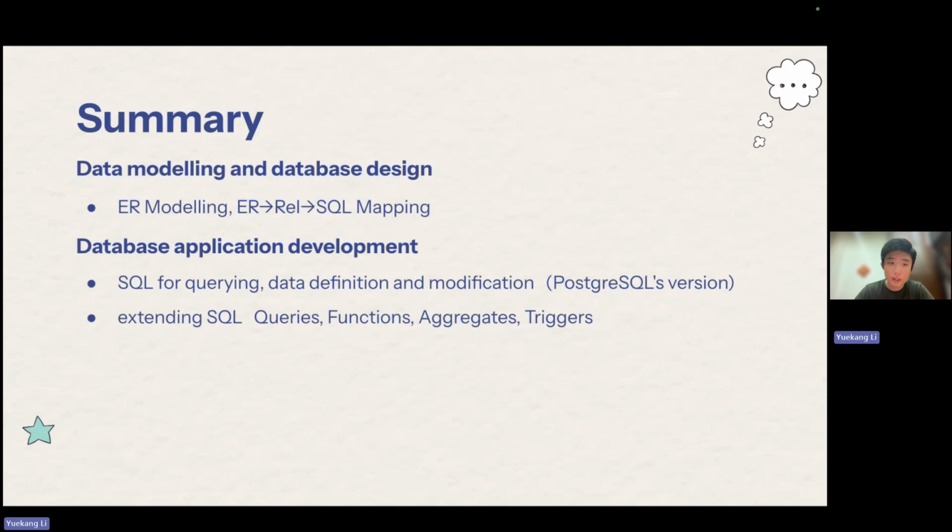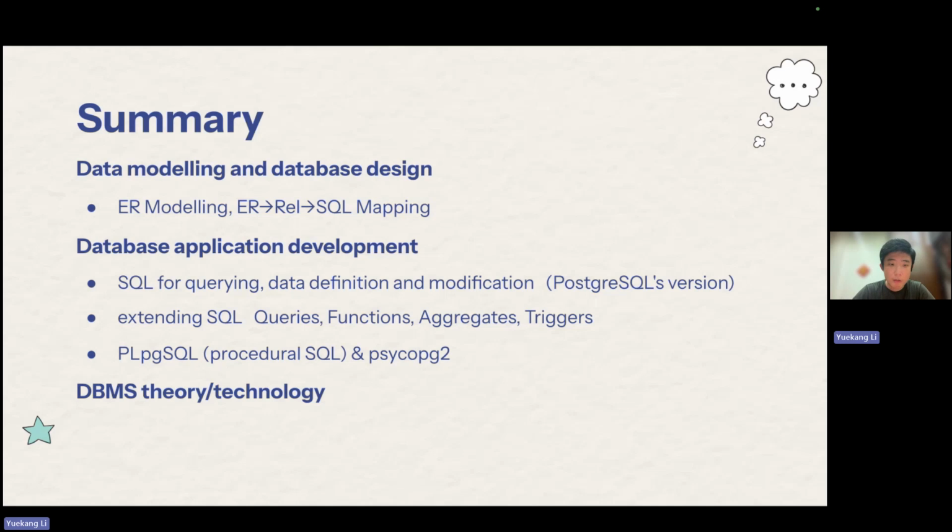And talking about extensions, we also learned how we can extend SQL queries. For example, we can use functions, we can use custom-defined aggregates. We can also extend SQL with triggers. And in particular, we learned PL/pgSQL, which is called procedural SQL. And we also learned a Python module called Psycopg2 and how to use Python programs to interact with Postgres databases.